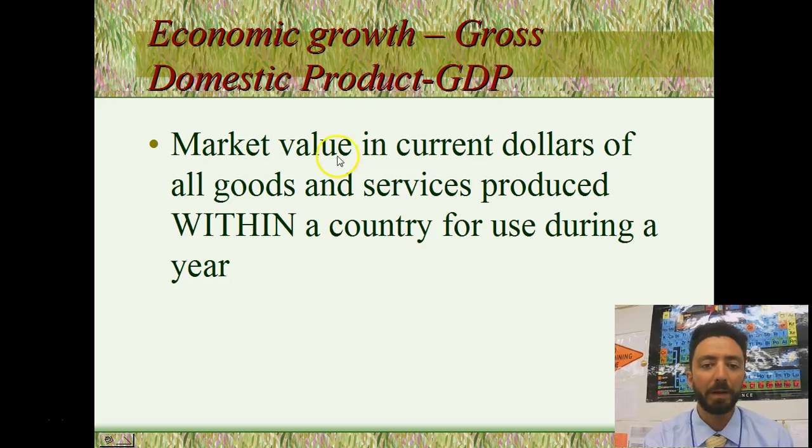GDP is the market value in current dollars of all goods and services produced within a country for use during a current year. You're also going to see the term per capita GDP. Per capita simply means per person. So they take the total GDP and divide it by the population to find what the average gross domestic product each person produces. GDP is a really good measurement of the wealth of a country. And the higher the GDP, the more affluent the country is, the more things they can purchase, and the more stuff they have.